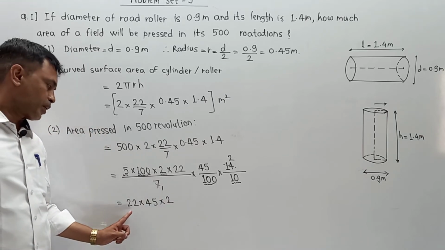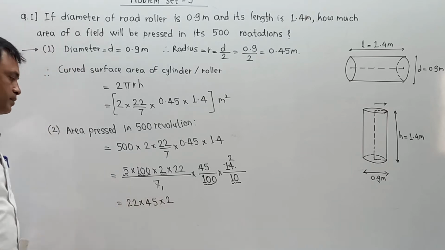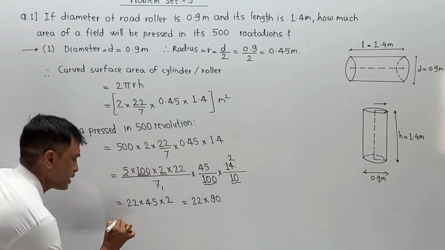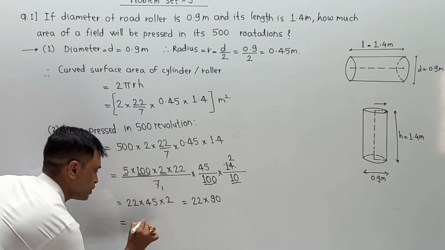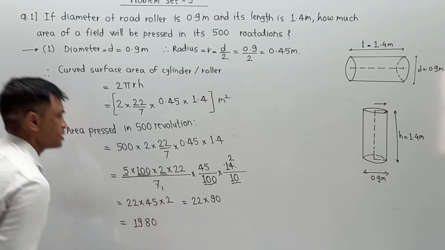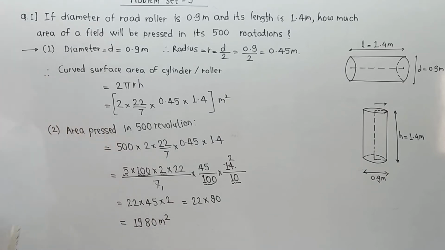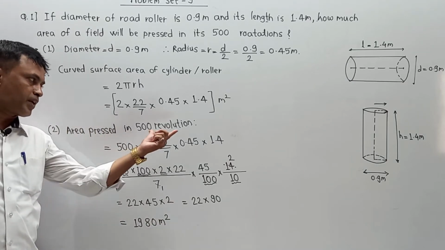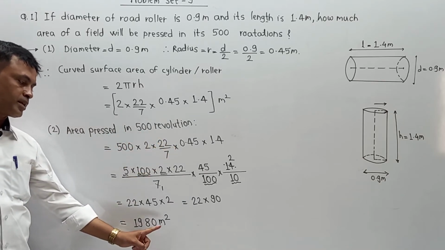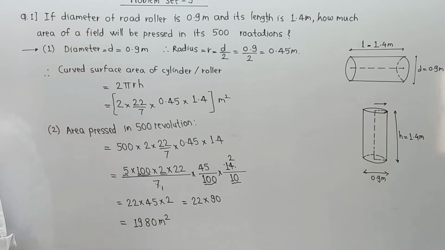Here we have to do the product of 22 into 45 into 2, so 45 into 2 is 90, so 22 into 90. Now again for simplification, 9 into 2 is 18, carry 1, 9 into 2 is 18 plus 1 is 19, and 0. As this is the area, its answer is in square meter. So the area pressed in 500 revolutions is 1980 square meter, and in this way you can solve the entire part.